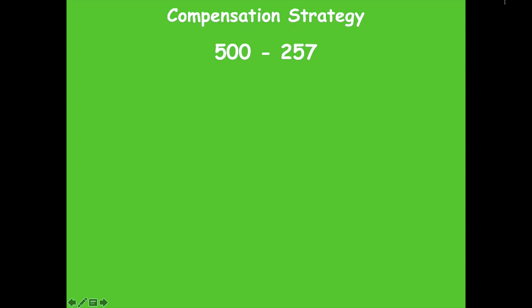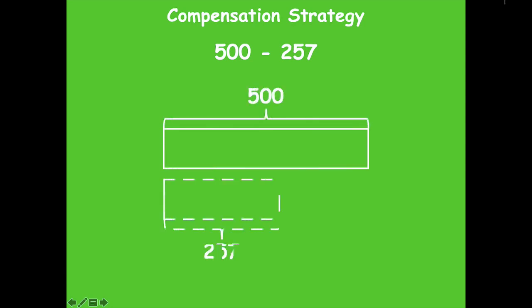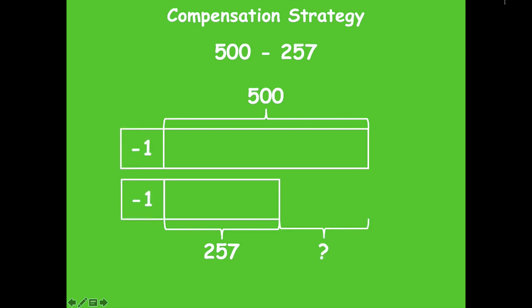Otherwise, here we go. All right, so here's my 500, my 257, that's the other part, and then my unknown. Well, I'm going to subtract 1 from both numbers so I can get from 500 to 499, and then I won't have to decompose at all or unbundle. Then remember, because I subtracted 1 from 500, I'm left with 499. Then from 257, I'm going to subtract 1 also, and I'm at 256.